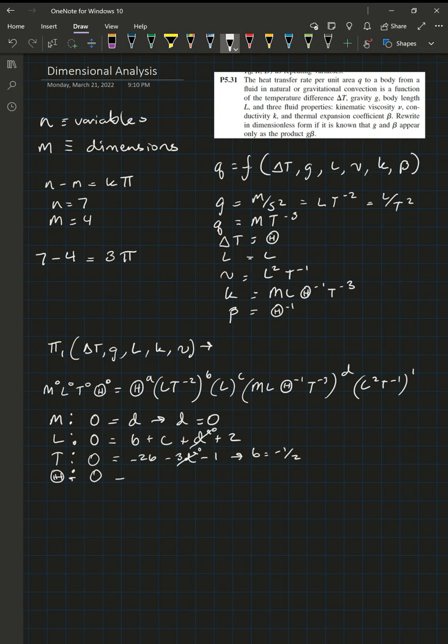So 0. I see that A has a dimension of temperature in it, and I see K has a dimension of temperature in it, and it's minus 1, so that's just minus D. Again, D goes to 0, which just means that A is equal to 0.